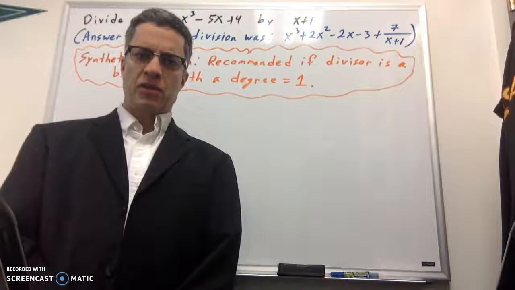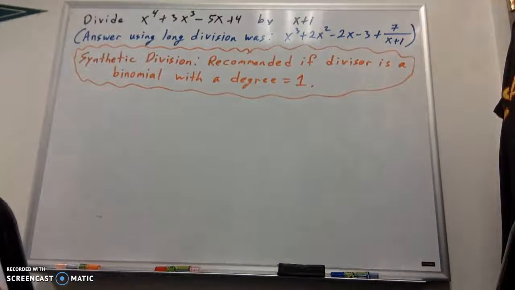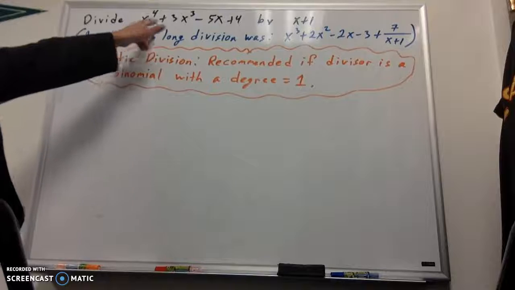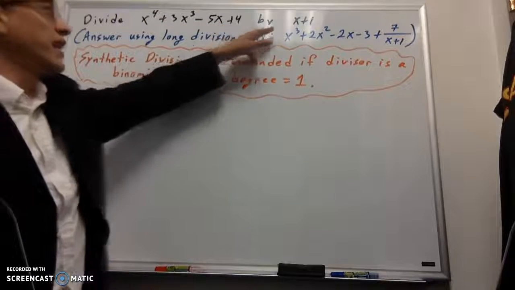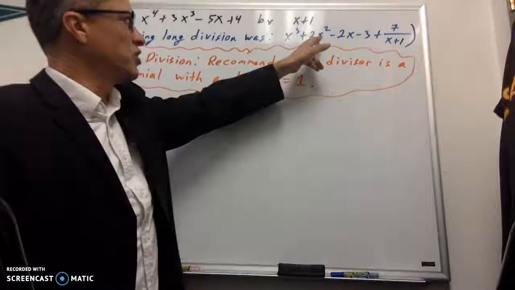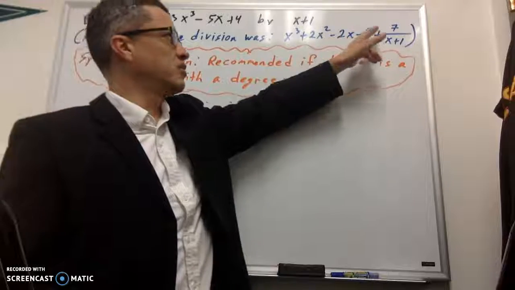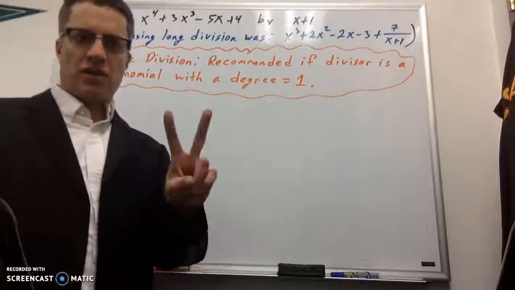Hello. So if you looked at the previous video of this, I went ahead and did this one with a little assistance from my friend Mr. Hyde. We did x to the fourth plus 3x cubed minus 5x plus 4, and we divided that by x plus 1, and our result was x cubed plus 2x squared minus 2x minus 3 plus 7 over x plus 1. So, two things here.